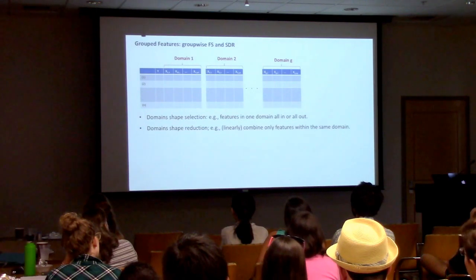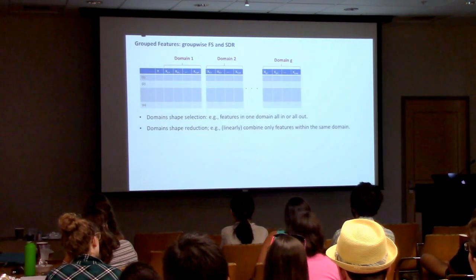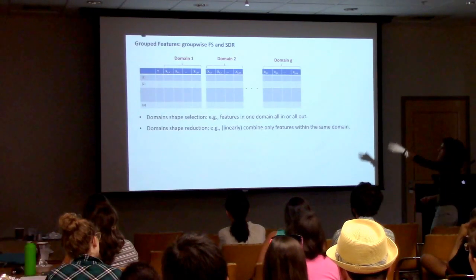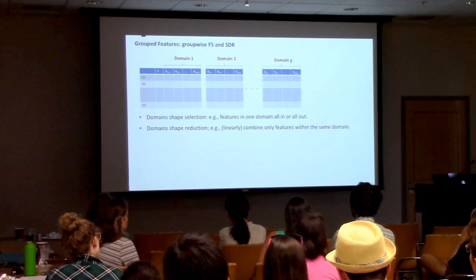Okay, so these are grouped features. I'm chopping the columns of my data set and hence making rectangles. I have domain 1, domain 2, domain 3, domain G. Okay?